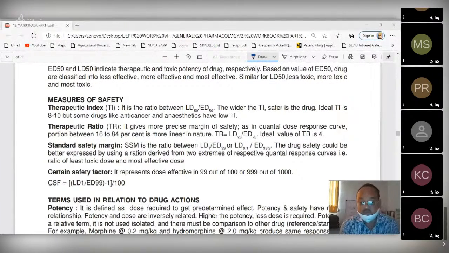Simply, you are supposed to remember the formulas of the different measures of safety. There may be a question like: write a short note on the measures of safety or therapeutic indices, or the different parameters of the measures of safety. There you are supposed to write down these definitions as well as the formulas.